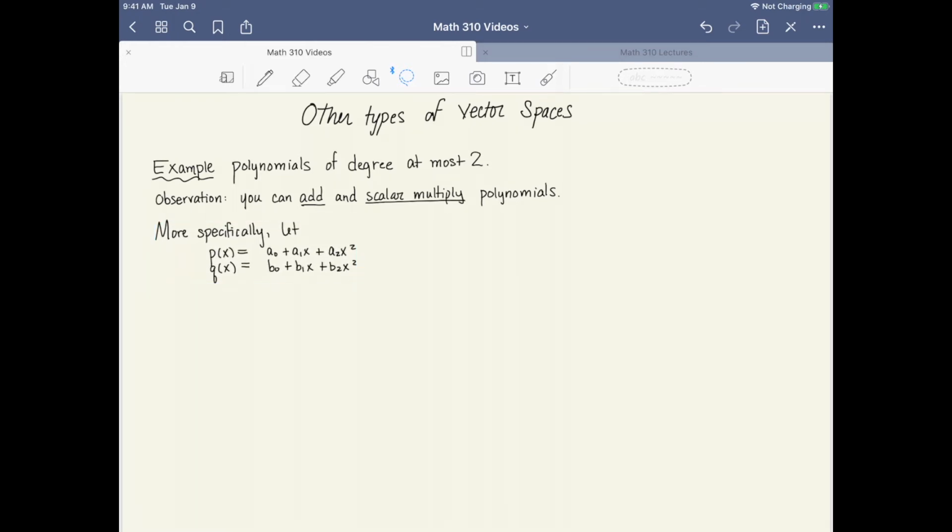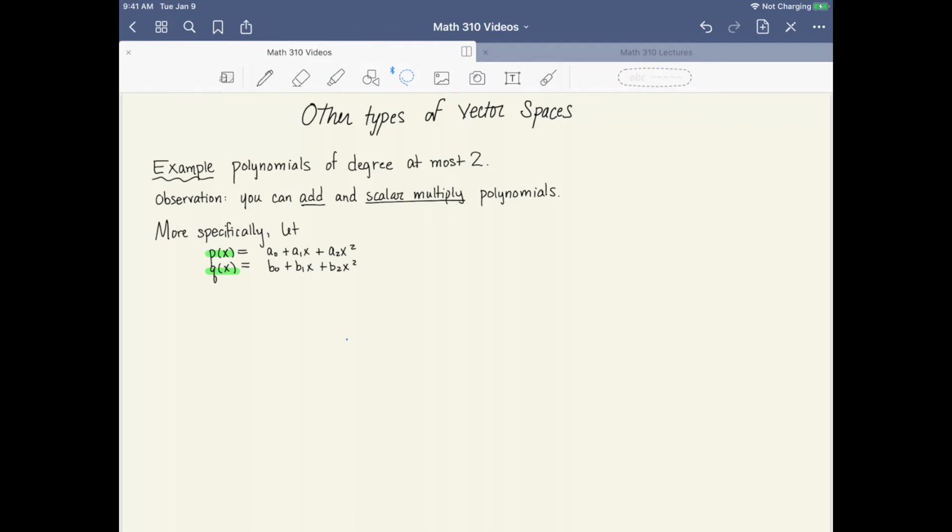Let's take two polynomials, polynomial p and polynomial q. Because these are degree 2, or at most degree 2 polynomials, you can write them out. P, we're going to say, has coefficients ai, so a naught plus a1x plus a2x squared, where it's okay if one of these a's is 0. And q is going to be b naught plus b1x plus b2x squared.